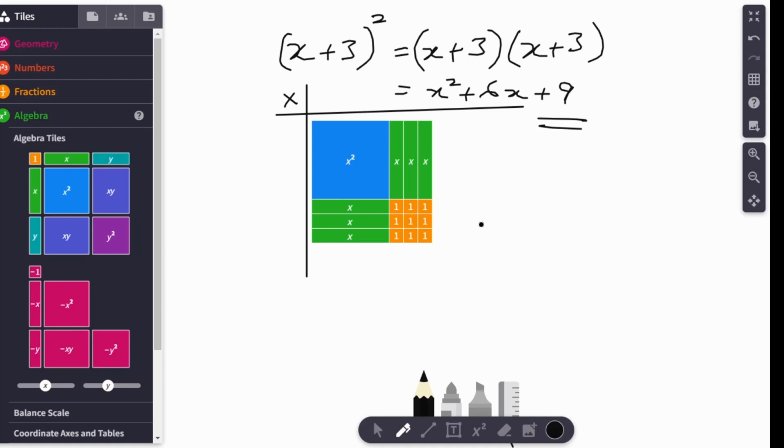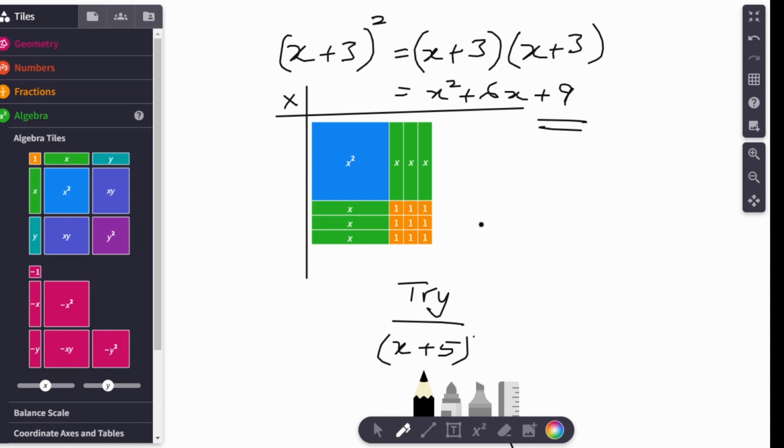I would like you to pause the video and try x plus 5 squared. I'm sure you should have x squared plus 10x plus 25 if you do it well.